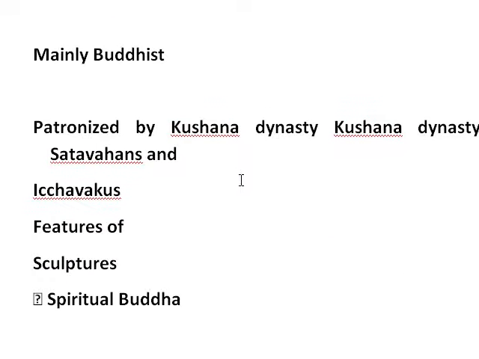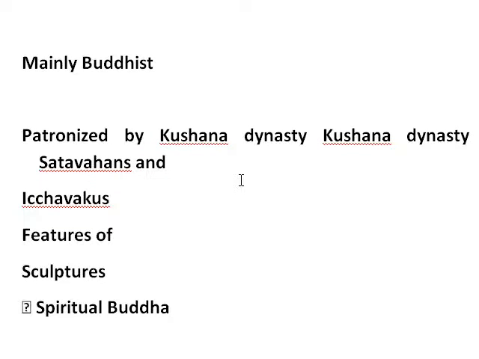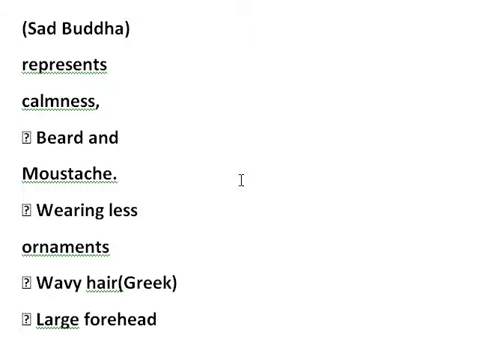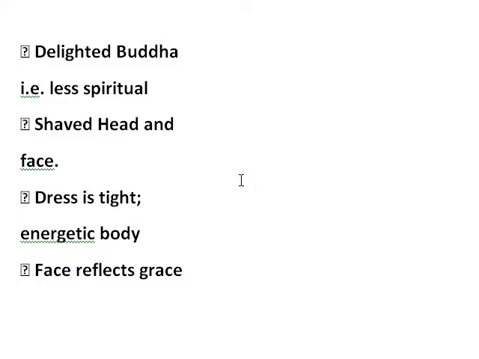Many were patronized by the Kushana dynasty, the Satavahanas, and the Ikshvakus. Features of sculptures: the spiritual Buddha, the Sad Buddha, represents calmness, with beard and moustache, wearing lace ornaments, wavy hair, Greek features, and a large forehead. The delighted Buddha, that is less spiritual, has a shaved head and face, is dressed tight with an energetic body, and the face reflects grace.